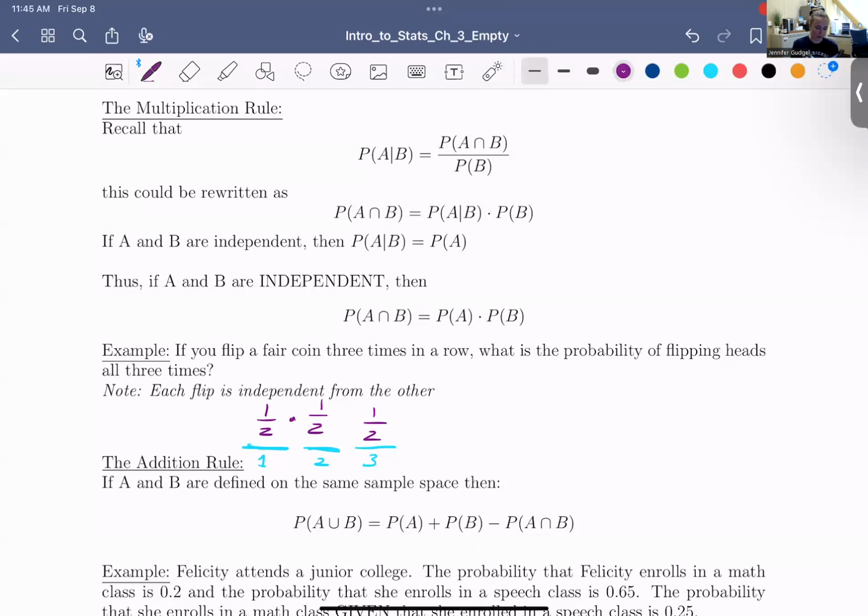We are multiplying all 3 of these together. All right, so that's 1 out of 8, or 0.125. If you wanted, you could multiply 0.5 times 0.5 times 0.5 instead. If you want to multiply the decimal versions, that doesn't make a difference.